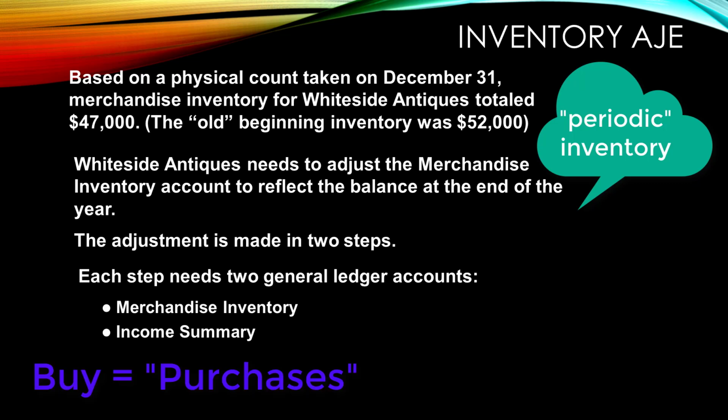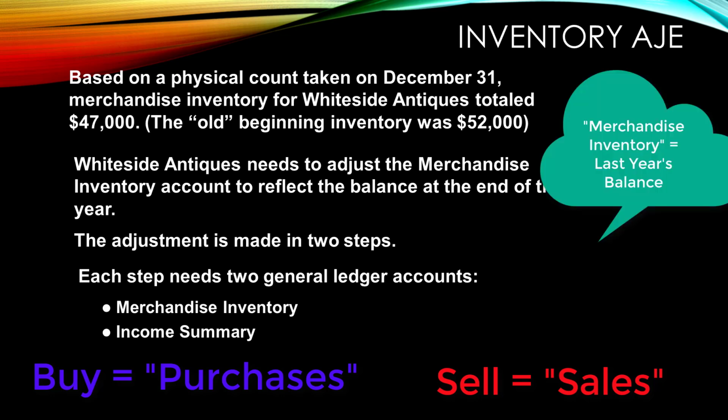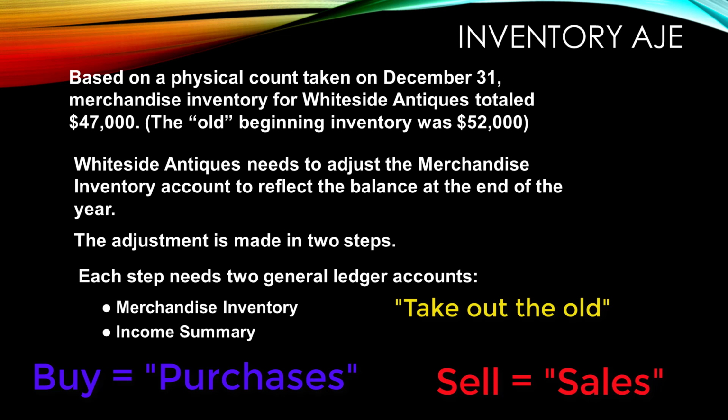When we purchased merchandise, the account purchases was charged, and when we sold merchandise, the revenue account called sales was used. Therefore, inventory has not been adjusted, and so what's sitting in the inventory account is the inventory from last year. So we're going to learn this adjustment in 2 steps. I'm going to call it take out the old and then put in the new.